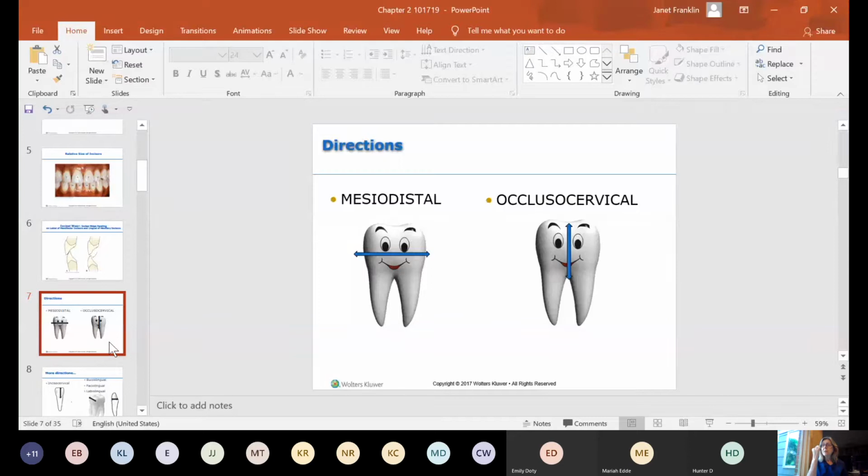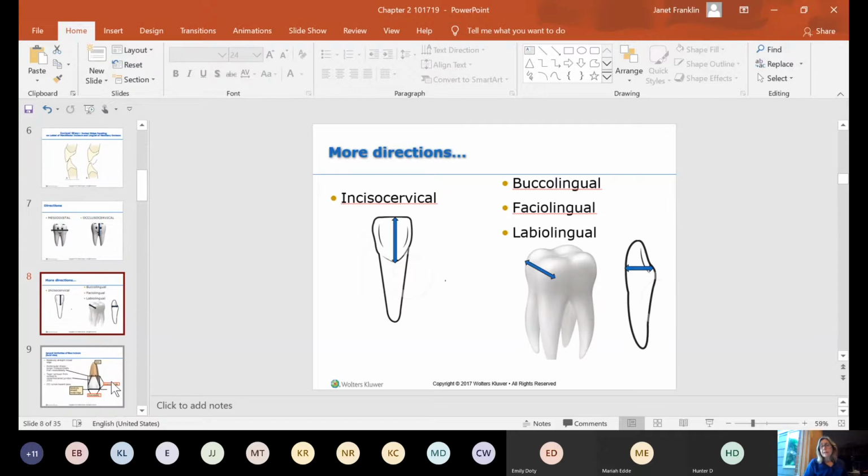So if you took your probe and just dragged it from the occlusal surface to the gum line, or occlusocervically, you're actually dragging your probe to measure the height of something, the height of the tooth. We've got incisocervical, which is exactly the same as occlusocervical, except it's going to be on an anterior tooth that has an incisal edge. And you'll notice that they just changed the "al" to an "o." So instead of incisal, it's inciso. Instead of occlusal, it's occluso.